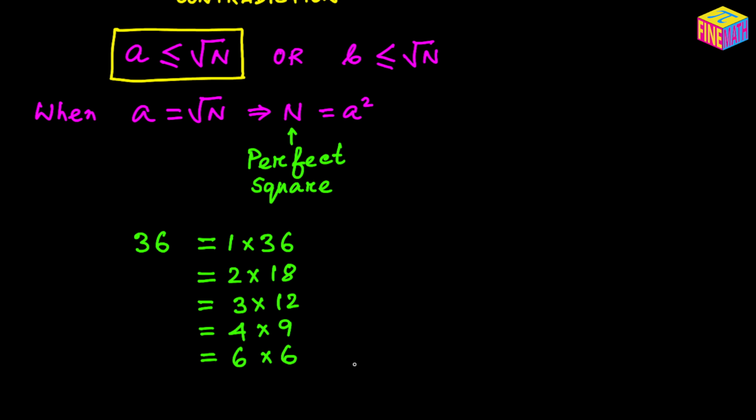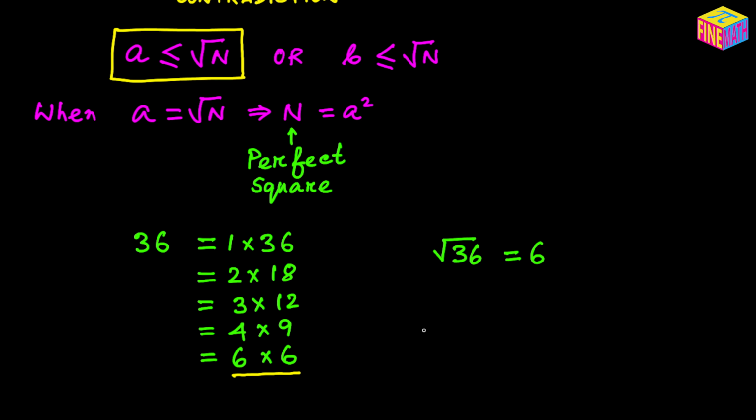Now is there any other combination? We don't see any combination where both factors are greater than 6. Yes, we do see a combination where both the factors are equal to 6, but we do not see any combination where both factors are greater than 6. That combination is not possible, because we have already proved that it must have at least one factor which is less than or equal to its square root. And we can clearly see that from this example.